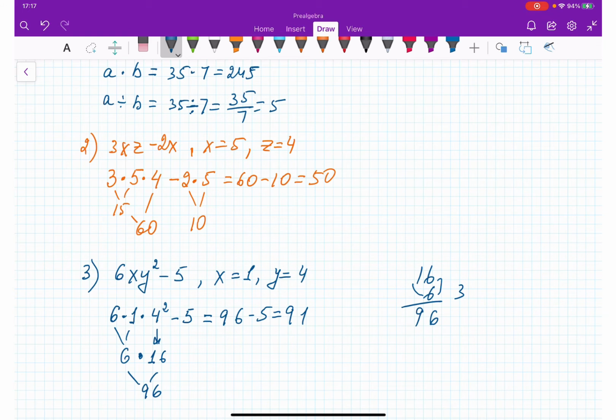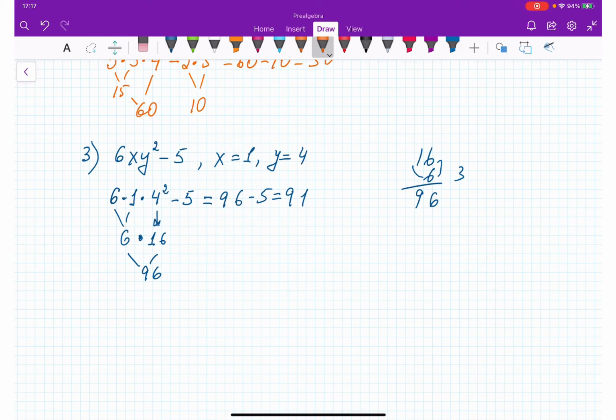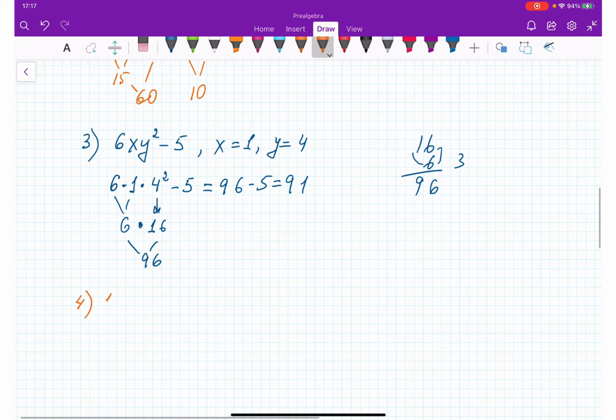All right, moving to question number 4. Let me see, I need to open it. Number 4. Okay. Question number 4. That is equal to 13 minus y minus x, where x is equal to 2, y is equal to 5.